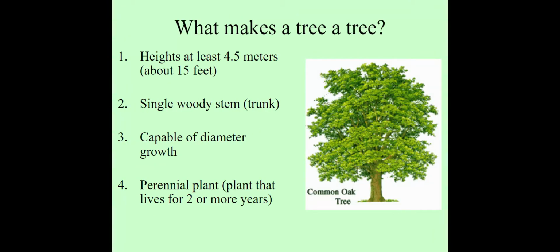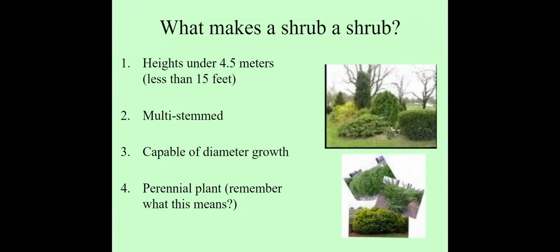So a tree is tall, about 15 feet. It has one stem, a trunk, and it can grow in diameter. It's also a perennial plant, so it lives for more than 2 years. A shrub is much smaller, less than 15 feet. It's multi-stemmed, but it is also capable of diameter growth. It's also a perennial plant, which means that it comes up for more than 2 years in a row.